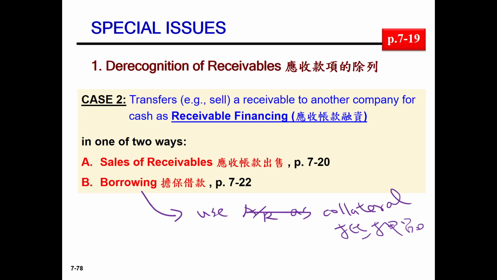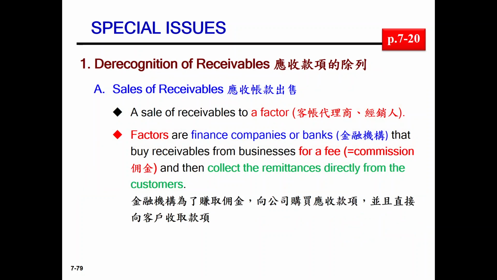Finish these two, finish chapter 7. Okay, so we talk about sales first. So when we talk about sales, remember I just mentioned, for any kind of assets, the first question you have to ask is what? True sale or not? Okay, so true sale or not? Before we talk about it, true sale or not?